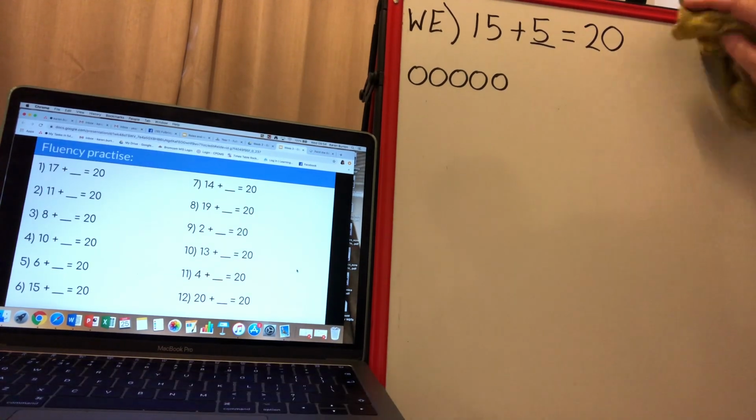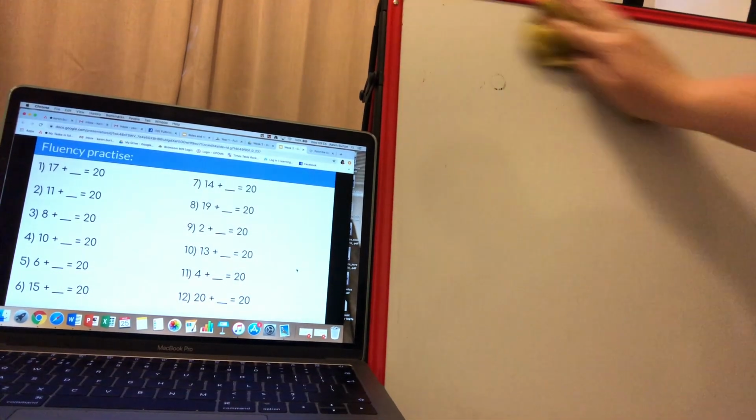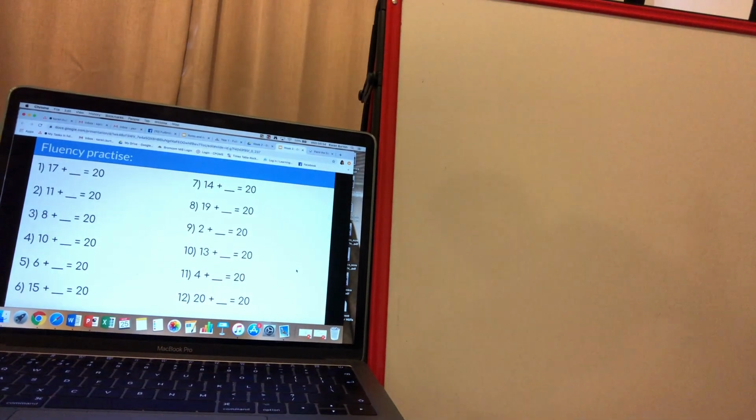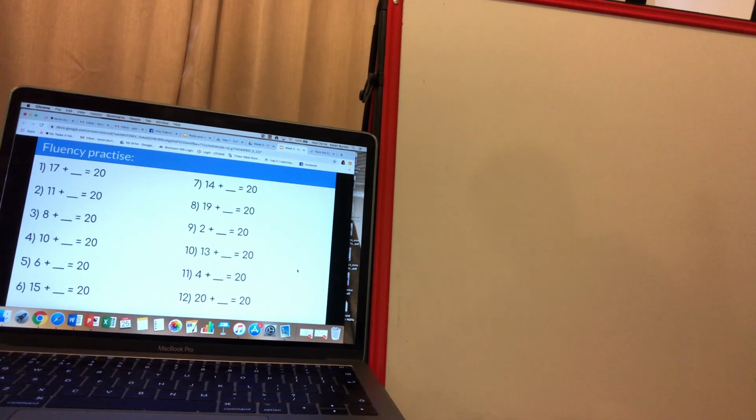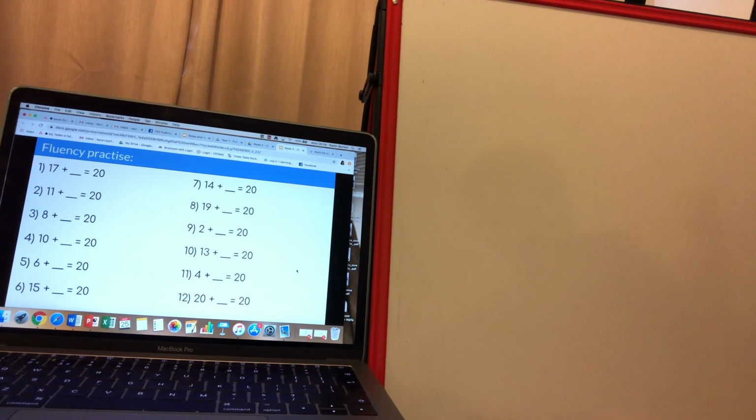Okay, so here's some for you to do. You need to write the whole number sentence and the question number in your book. And you can draw the beads as well as you're counting on to find the missing numbers to 20. So give yourself about 10 minutes to see how many of these you can get done. Pause the video and off you go.